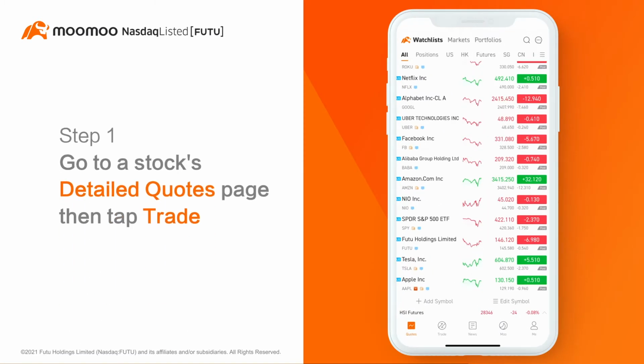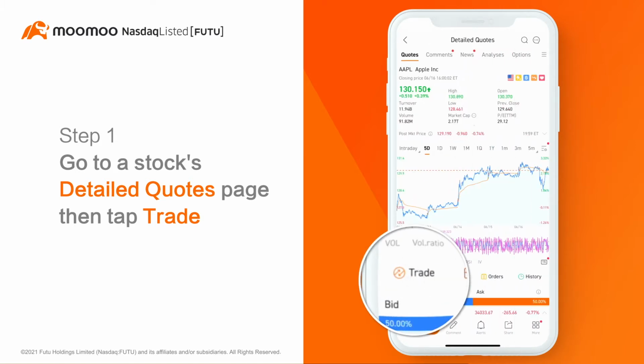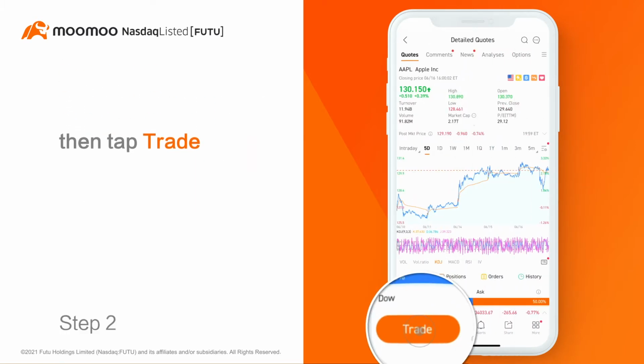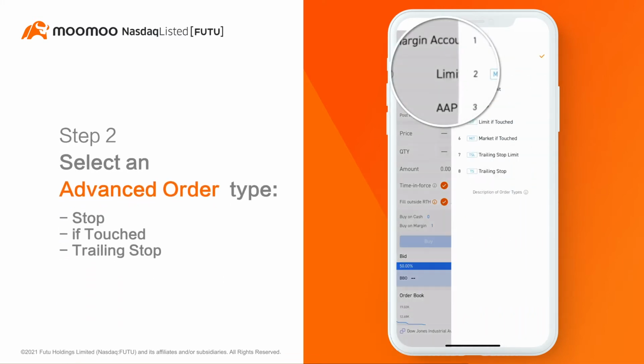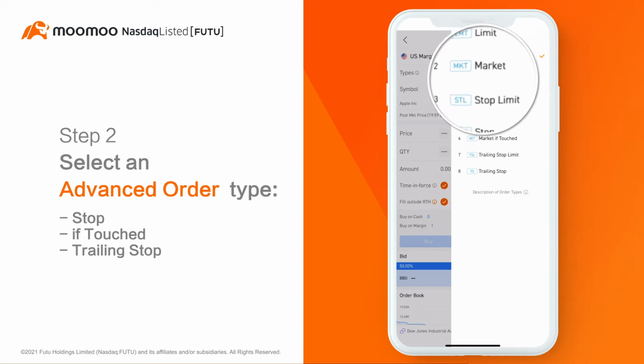First, go to the quotes page. Tap on any stock to access its detailed quotes page. Then tap the trade button. Next, select an advanced order type. Tap on the types field to see all the order types available.